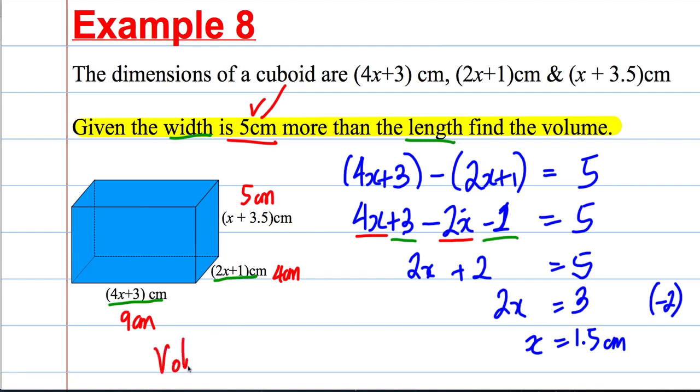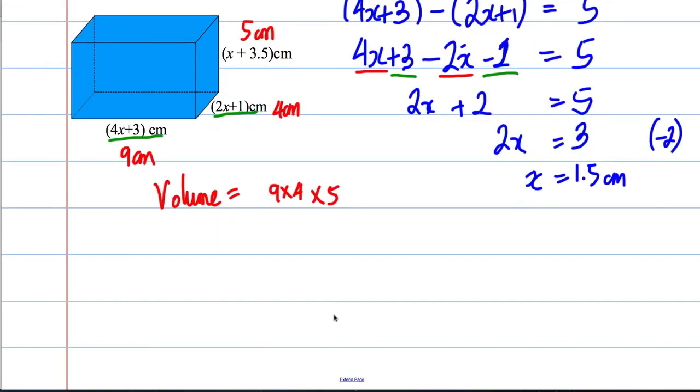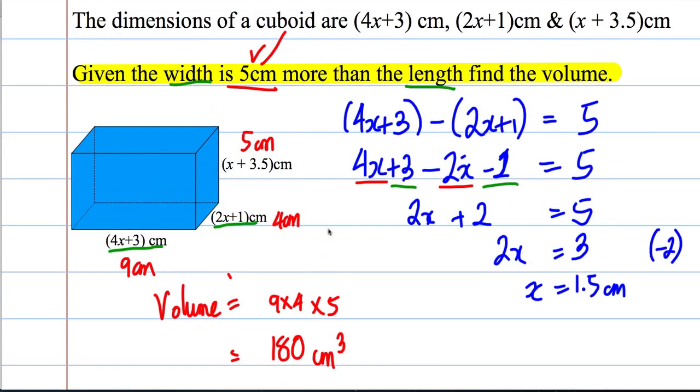So the volume is therefore 9 multiplied by 4 multiplied by 5. And if we do that, 9 multiplied by 4 multiplied by 5 is 180. And don't forget the units, centimetres cubed. And we're done.